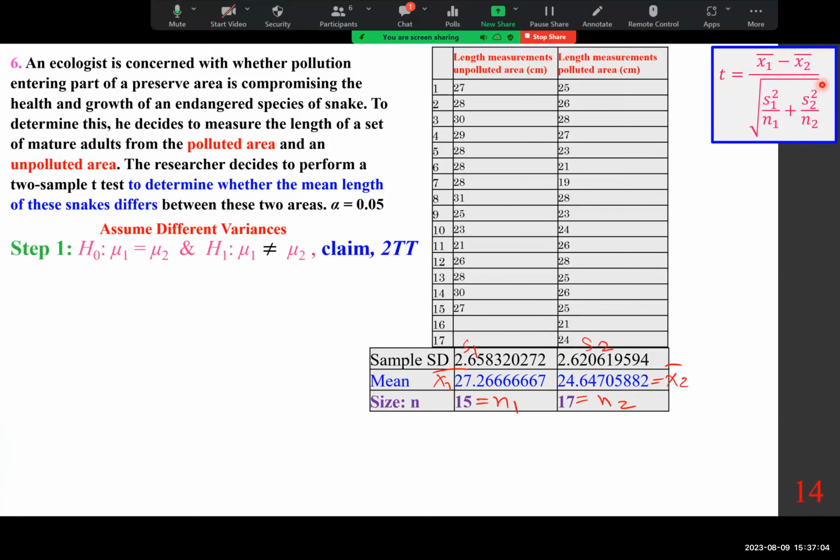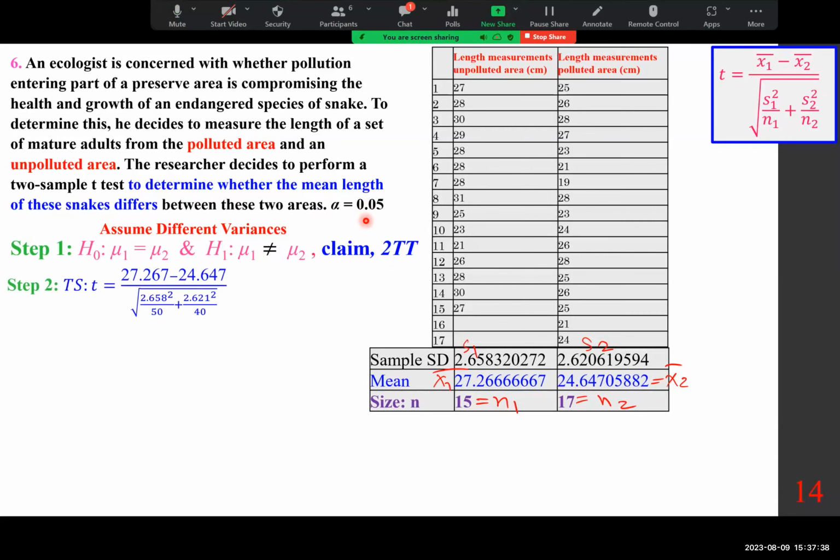The very first step: H0 is mu sub 1 equals mu sub 2, and H1 is mu sub 1 is not equal to mu sub 2, and that is the claim, and that's a two-tailed test. The idea is that the researcher wants to determine whether the mean length of these snakes differs. It doesn't say whether it's less or more, just are they different? That's why it makes it a two-tailed test. By the way, normally they use alpha equals 0.05 anyway, unless otherwise mentioned in basic research.